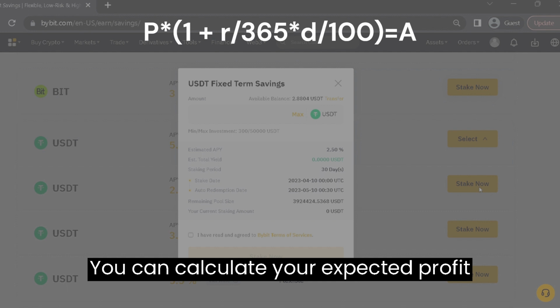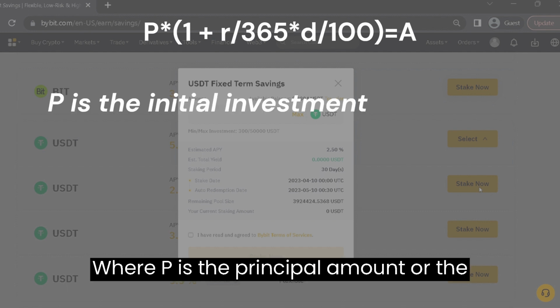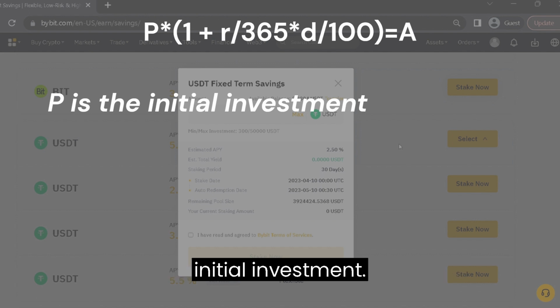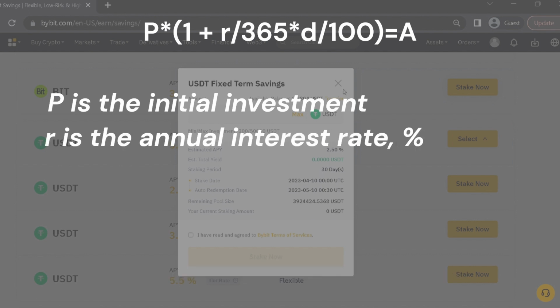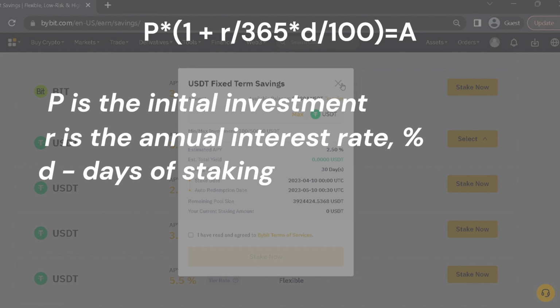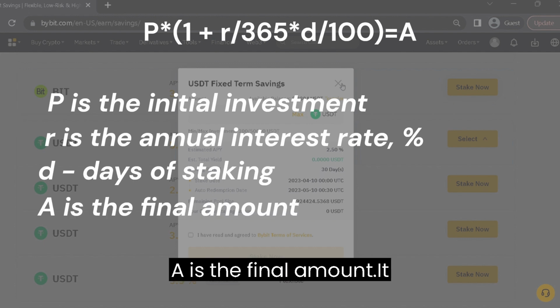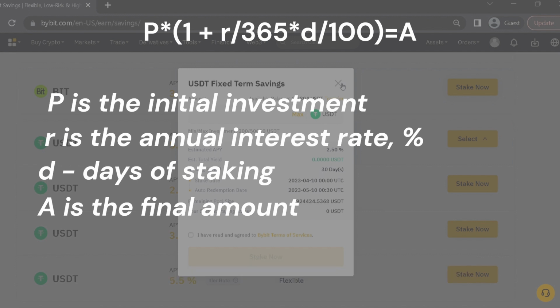You can calculate your expected profit using this formula, where P is the principal amount or the initial investment. R is the annual interest rate. It should be written as a percentage. D stands for days of staking. A is the final amount. It includes initial investment and interest.